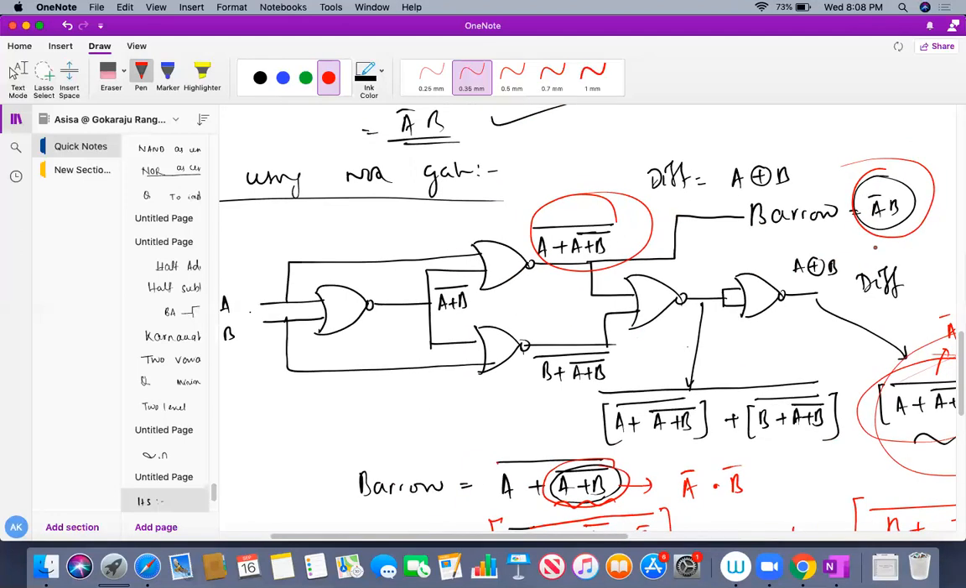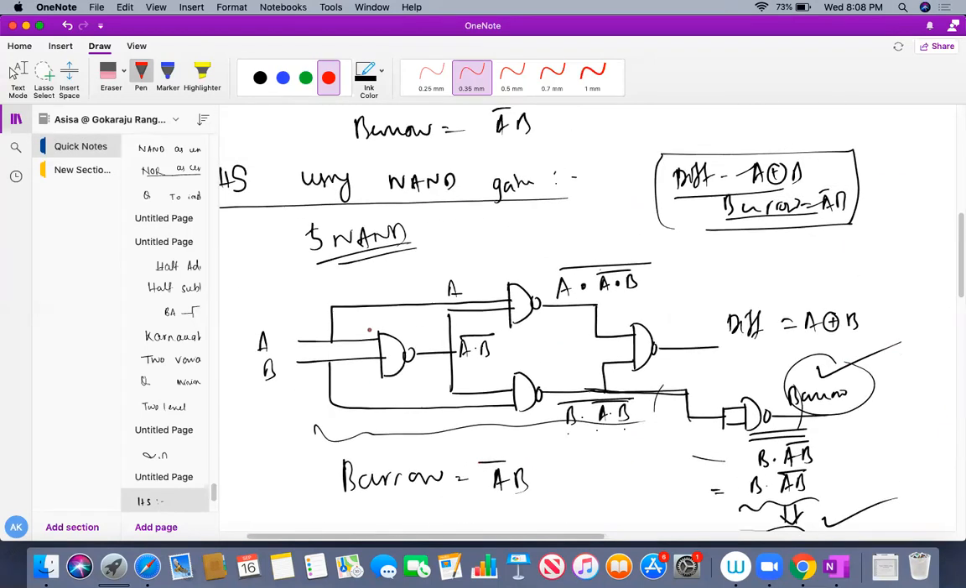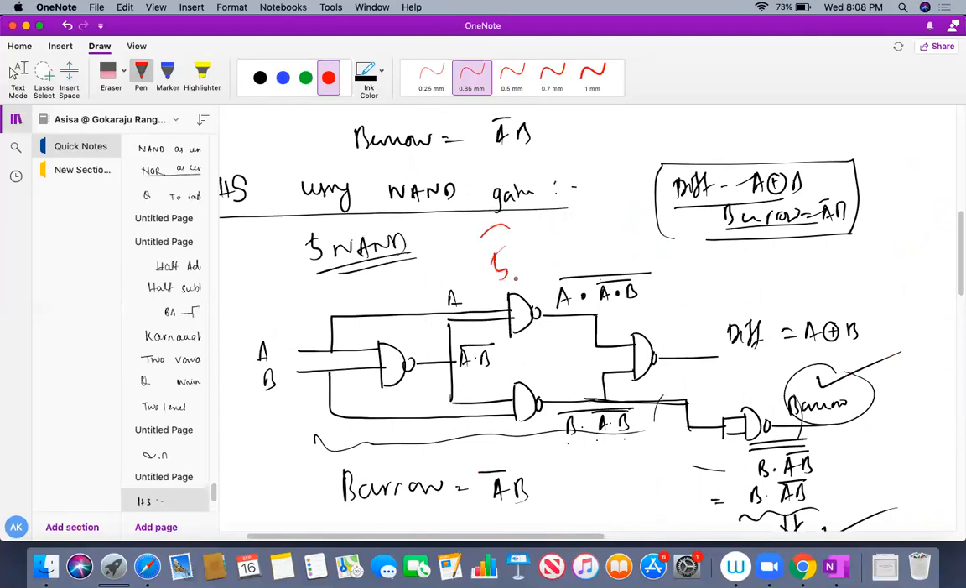Many of you will make mistakes actually. We need only 5 NOR gates to design a half subtractor, and also we need only 5 NAND gates to design a half subtractor. Very important question. You just need 5 NAND gates and NOR gates to design a half adder, a half subtractor using NAND gate, and also half subtractor using NOR gate. You just need 5 NAND gates and NOR gates. Okay. So do you all understand?